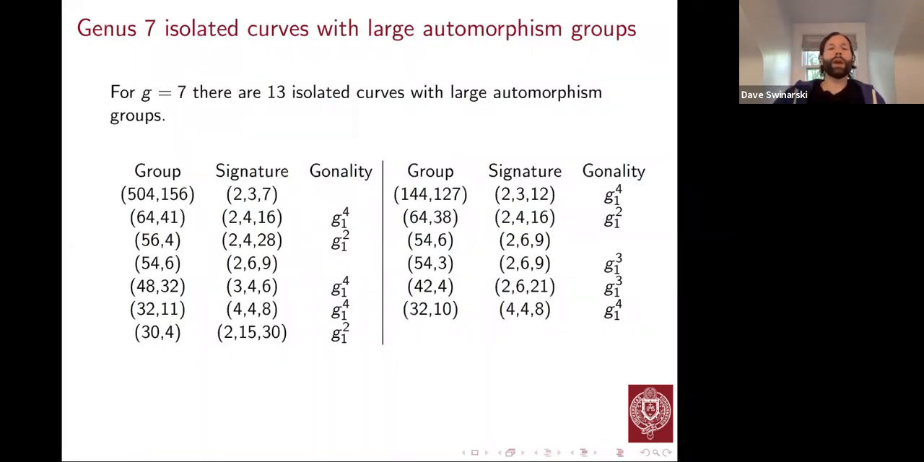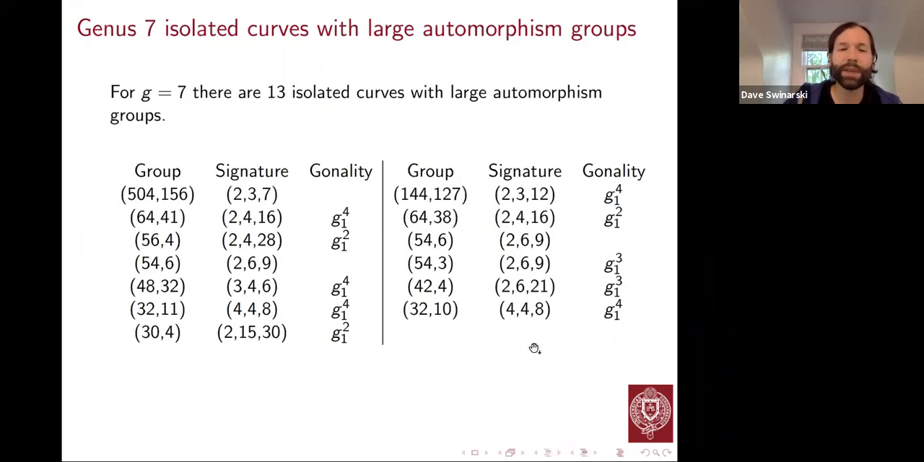So let's take a look at what we've got in genus 7. There are 13 isolated curves with large automorphism groups. The first 2 columns in both halves of this table come from Magaard, Shaska, Shpectorov, and Völklein. After I got equations, I was able to compute the Betti tables of those ideals, and so I actually know the gonality of those curves.